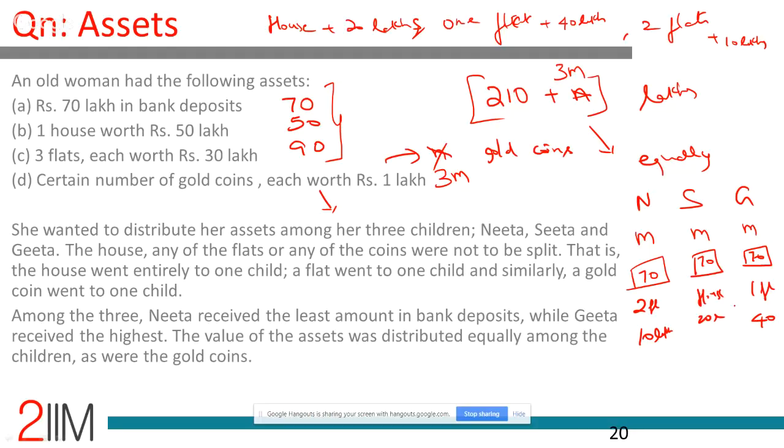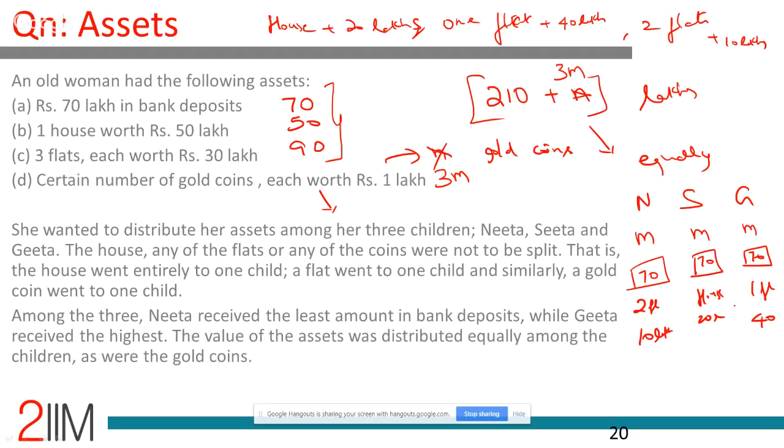These are the kind of questions with names that I hate. I'll crack this entire question and they'll mix up the Nitas, Geetas and Sitas of the world. So I hate it when the names are like this. You've got to be extra careful. So Nita gets 2 flats and 10 lakhs. Geeta gets 1 flat and 40 lakhs. Sita gets a house and 20 lakhs.